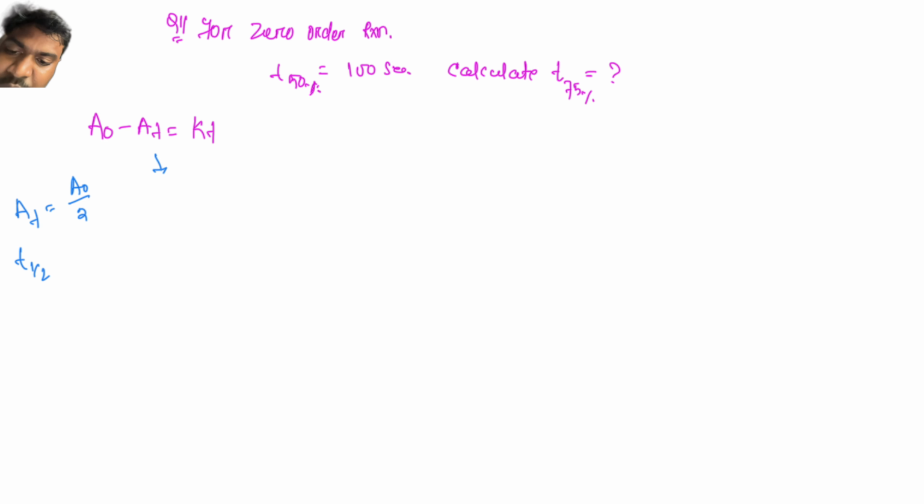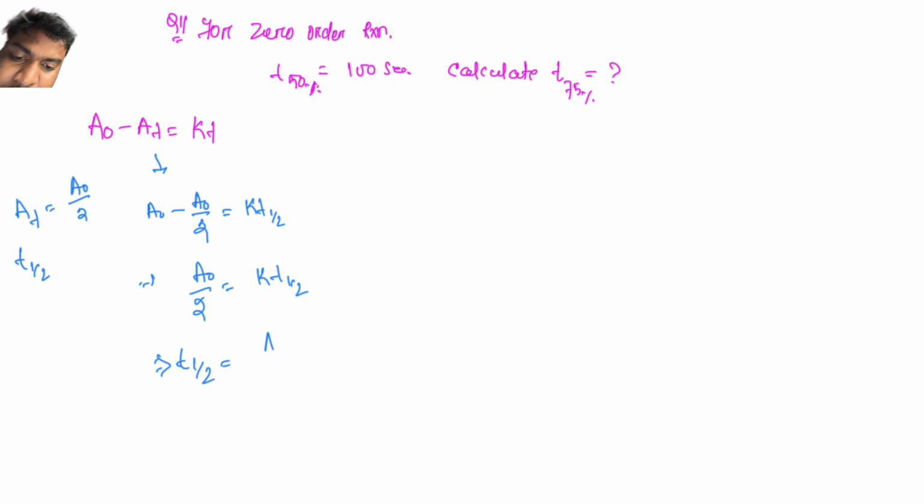So now this equation 1 will become A naught minus A naught by 2 equal to kt, which implies A naught by 2 equal to kt. Here t will be t half, so t half will be written as A naught by 2k.